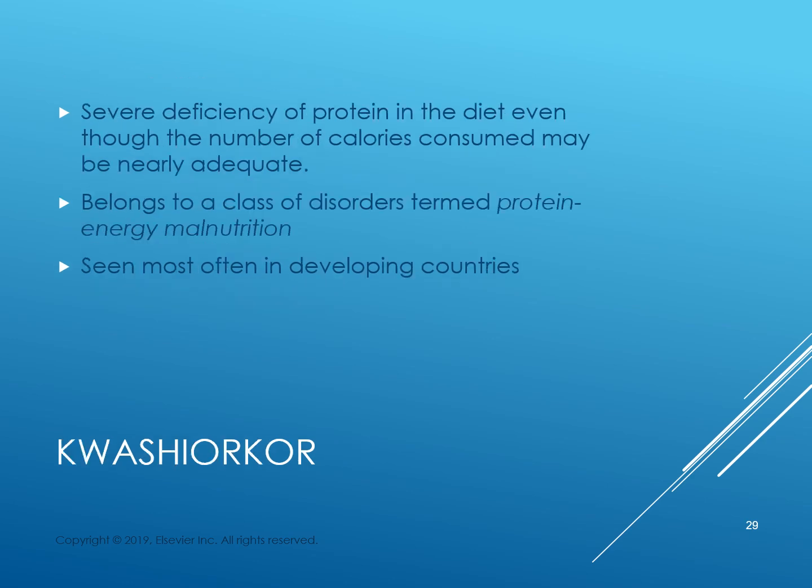Kwashiorkor is a protein deficiency. In kwashiorkor, there is a severe deficiency of protein in the diet, despite the fact that the number of calories consumed may be nearly adequate. Kwashiorkor occurs in children 1 to 4 years of age who have been weaned from the breast.